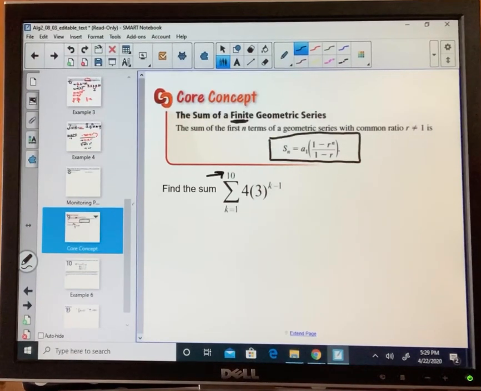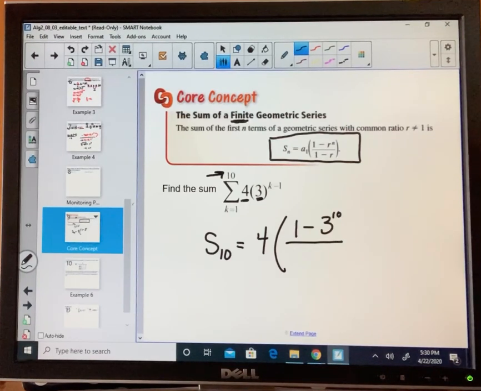So if I'm going to solve this, I would say S of 10 is equal to a1, which is 4, times 1 minus r, where r is 3, to the power of n, which is 10, over 1 minus r again, which is 3.